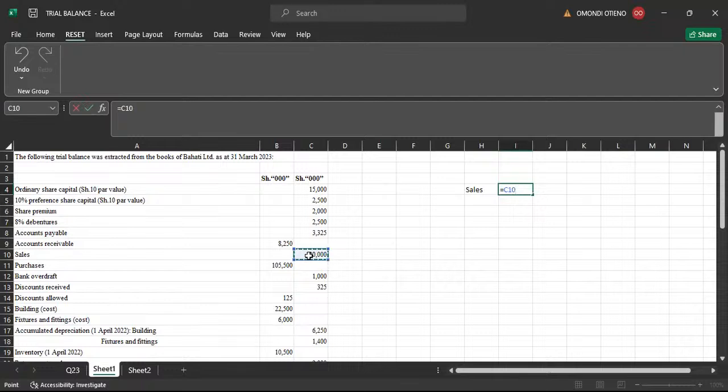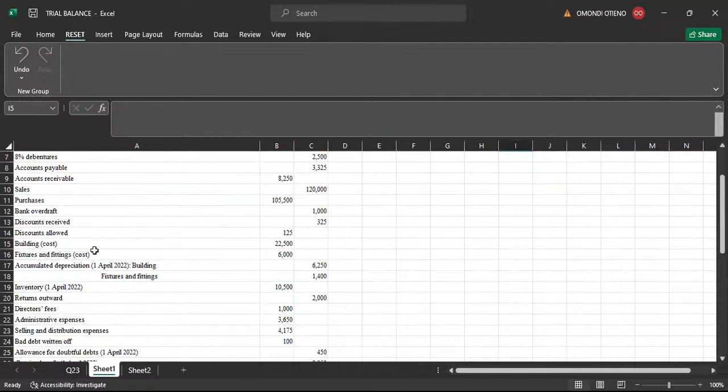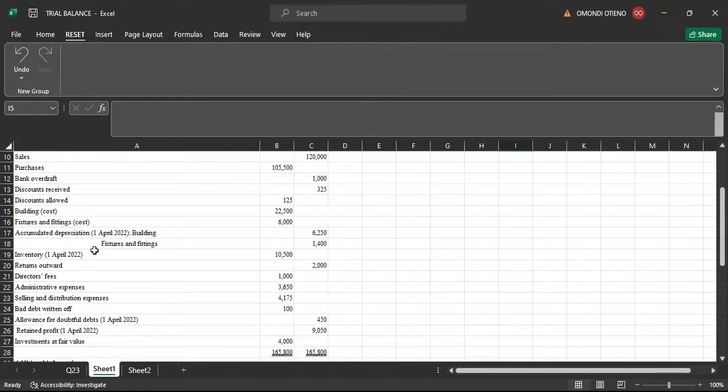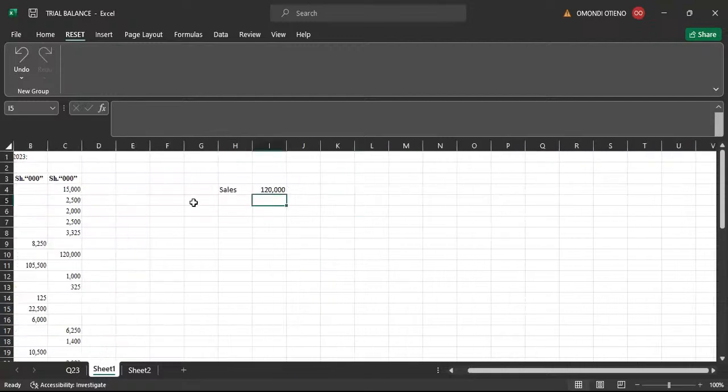We have sales there as 120,000. Then these sales, maybe there are some customers who returned goods. So do we have return inwards or sales return? Do we have return inwards in this particular question? I think there is none. So after getting sales, we are going to move to cost of sales.